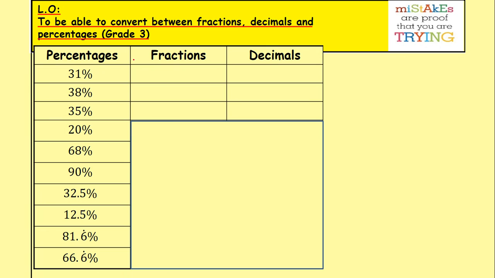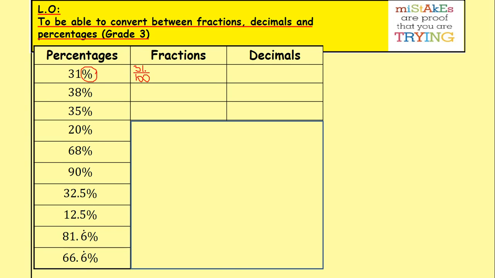Okay, so you already learned from my previous lessons how we convert percentage into fraction and how we convert fractions into decimals. So let's give it a go to check it. We know percentage sign means out of 100. So my 31% I can write as a fraction as 31 above 100.